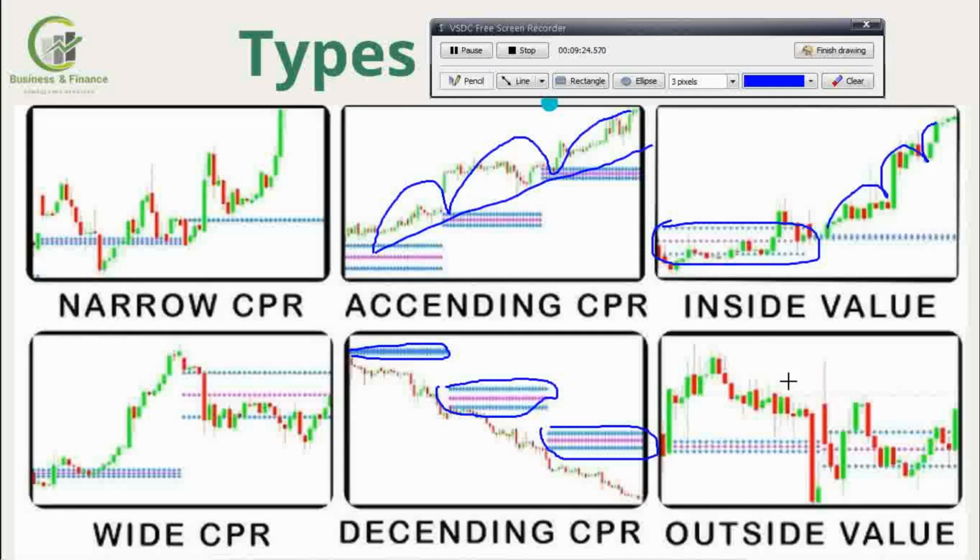And the opposite of inside value CPR is outside value CPR. During this CPR, yesterday's CPR will be inside today's CPR, totally engulfed. The lower bottom CPR line and upper CPR line are outside of yesterday's top and bottom CPR lines. During this CPR, the market will remain volatile and sideways. So if you are an option writer, you can write a put at the support level and a call at the resistance level. So 70% of the time the market will remain sideways.